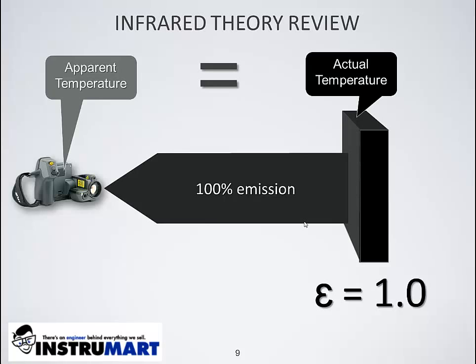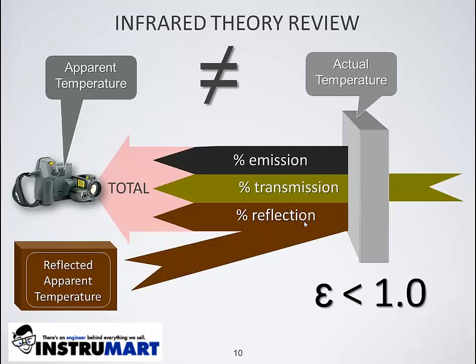Our goal when using an infrared camera is to try and make the reported apparent temperature as close to or equal to the actual temperature of the target. Okay, let's explore this in more detail. As previously discussed, in reality, the targets we are likely to measure are not perfect radiators or perfect blackbodies. Our targets will have emissivity values less than 1. As such, the total radiation reaching our infrared camera could be a combination of emitted, transmitted, and or reflected radiation.